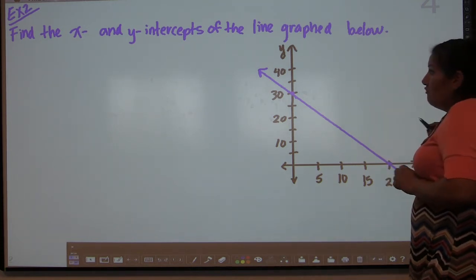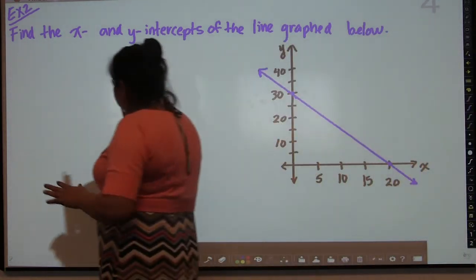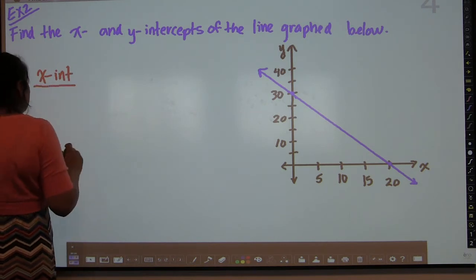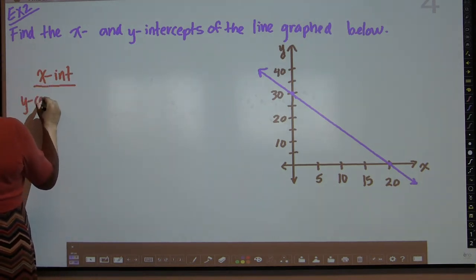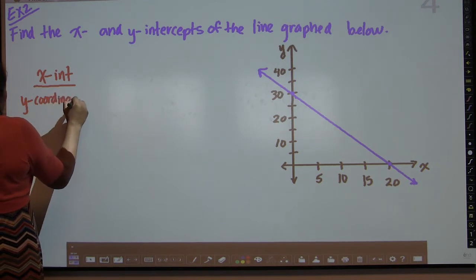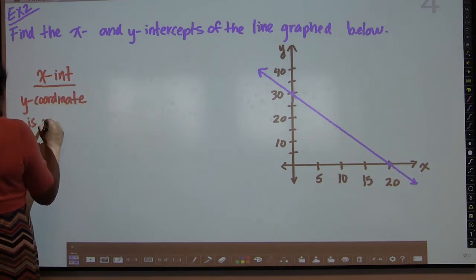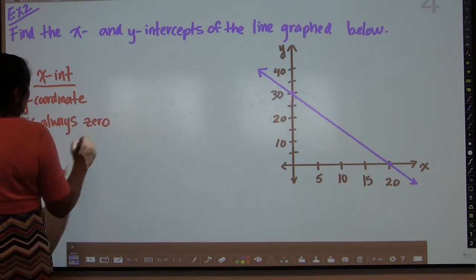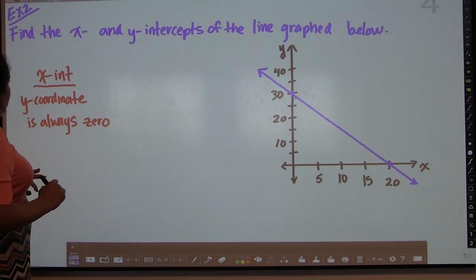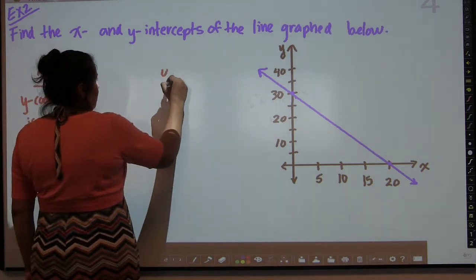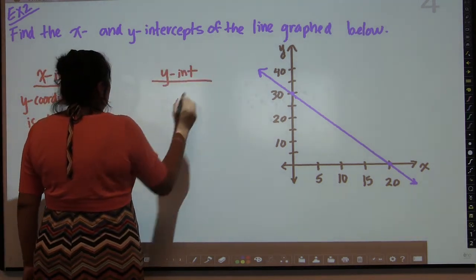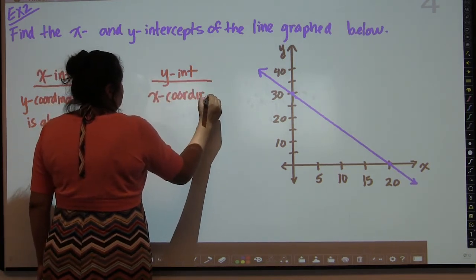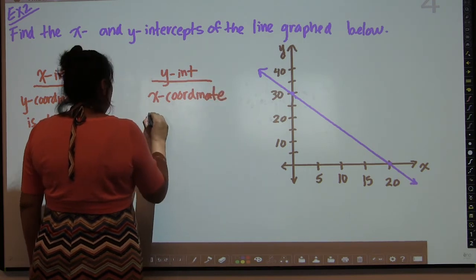So, for the x-intercept, I'm going to give you guys a little bit of info here. For the x-intercept, the y-coordinate is always 0. You cannot be the x-intercept without the y-coordinate equaling 0. Okay? And likewise, in order for you to be the y-intercept, the x-coordinate is always 0.